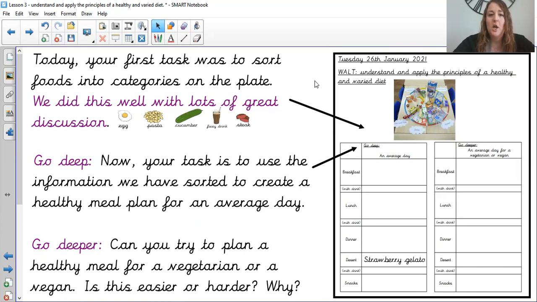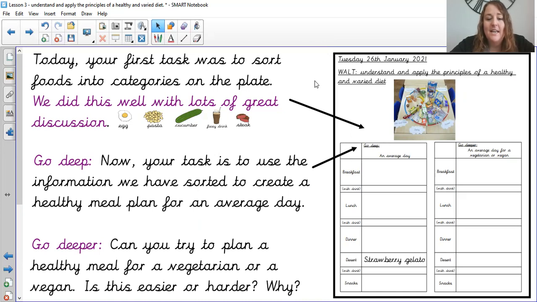I've gone onto this page. Your first task then is to sort the foods into the categories. Last year we did it as a class, but I have put on your daily planner the plate and some little images of foods if you want to cut up and have a go at that, or if you want to do it practically at home with your parents' cupboards, if they're happy for you to do that. And then use that information to create your healthy and varied meal plan for an average day.